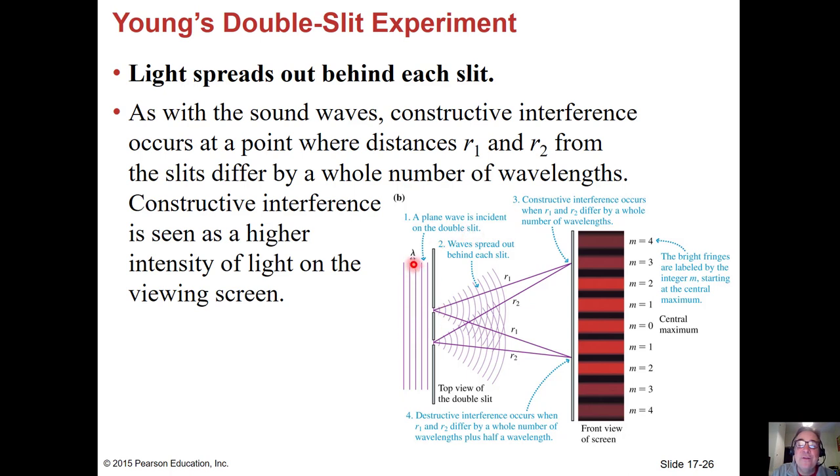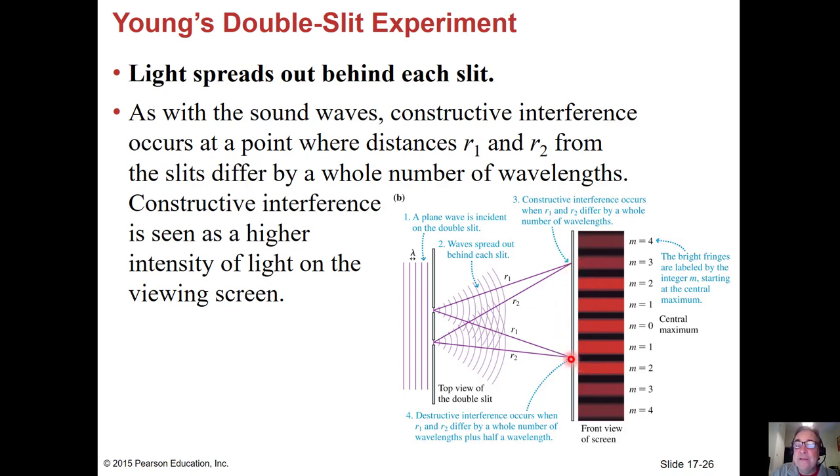And here's a couple of slits. Here's the wavelength of the wave. They spread out as they go through the slits, and constructive interference occurs when R1 and R2 are different by a whole number of the wavelengths. So when that happens, they arrive in phase, and you get constructive interference.